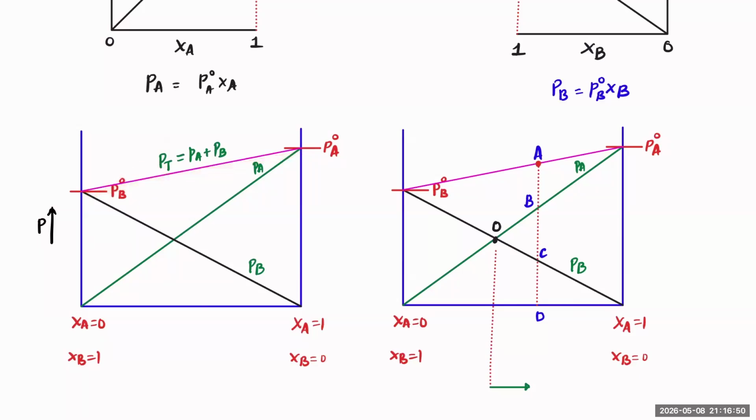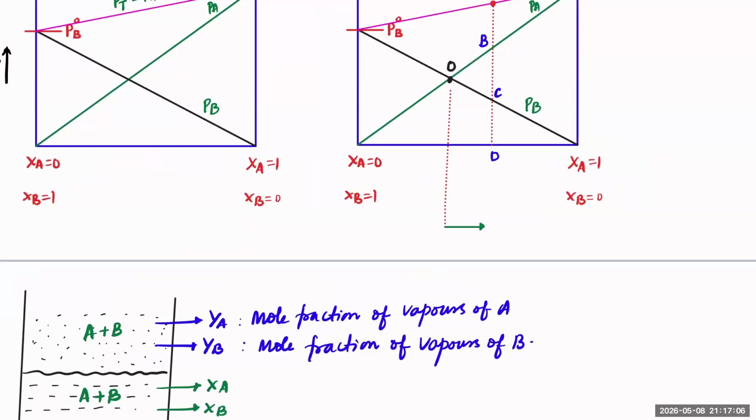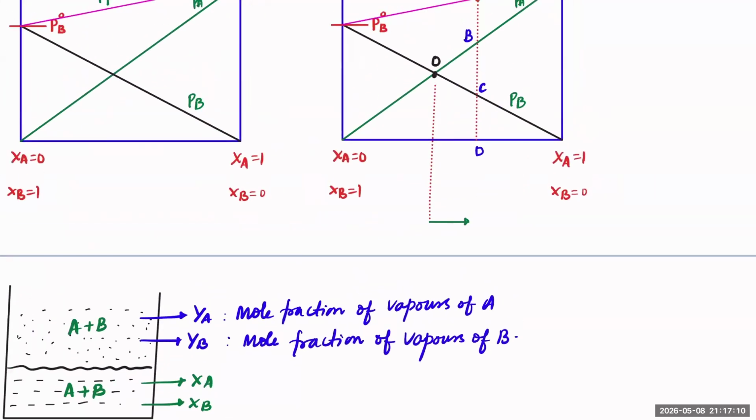Okay. And next, you notice that XA equal to 0, XB equal to 1, or XA equal to 1 and XB equal to 0. This is what you have. And at this point O, correct, you can see both of them will meet with each other. Okay. What is the point where they are meeting here? The point where they are meeting suggests that their mole fractions are same.